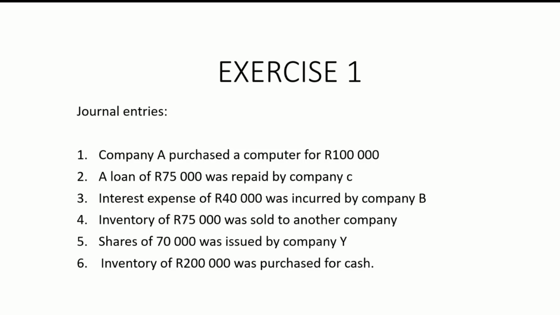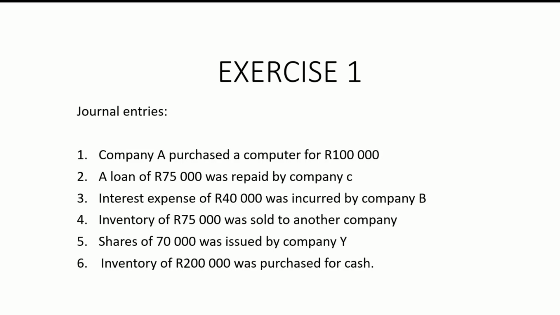So in this case, the interest has been incurred. It hasn't been paid, so we cannot credit bank yet. We debit interest expense and we credit interest payable. Unless the question specifically says that the interest has been paid, then we know it's going to affect our bank. But if it hasn't been paid, then we credit interest payable. Good. At least the logic is there. You understand it. The next one.